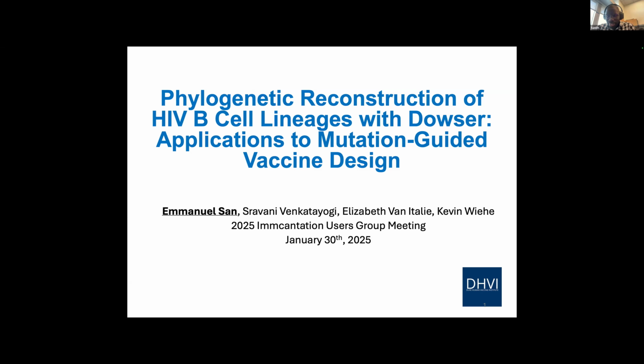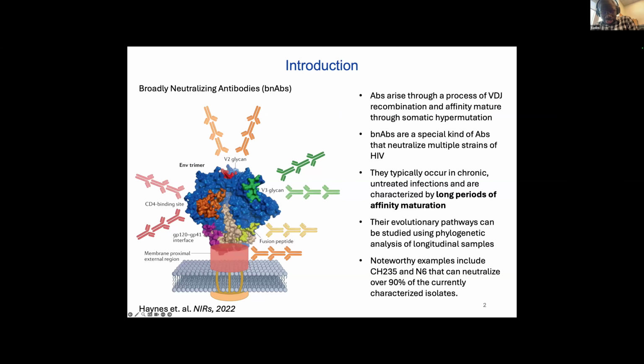My name is Emmanuel San, and I'm a bioinformatician here at the DHVI in the WIHI lab. Our lab specializes in computational analysis of B cell development and immune responses to HIV and other pathogens. We also develop analytical tools and methods. We have developed and published a tool called Armadillo that is free and publicly available online for computation of probability of mutations in antibody sequences. And with that, let's get right into it.